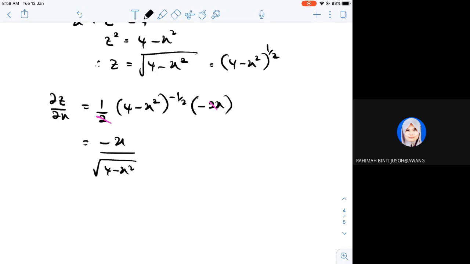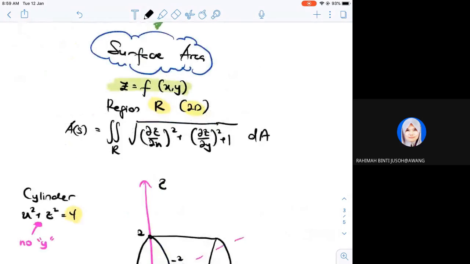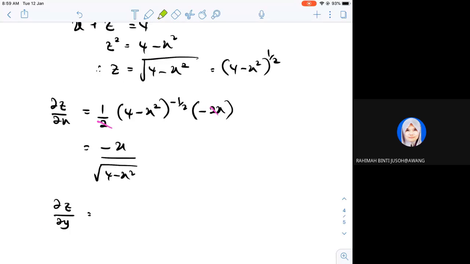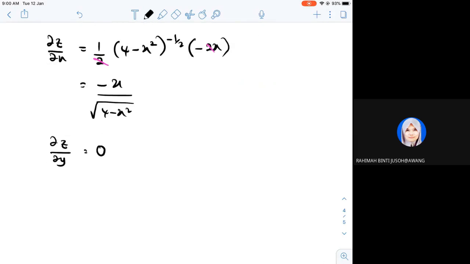Next, we need to find del Z del Y. Del Z over del Y, sebab kita nak ganti kat dalam formula ni tadi. Dia ada del Z del X, dia ada del Z del Y. So we need to differentiate this function z with respect to y. Okay, my question now, is there any y here? Dalam z ni ada y ke? Oh. No. No, right? No. So therefore, differentiate with respect to y, we'll get what? 0. 0, yes, very good. We will get 0.